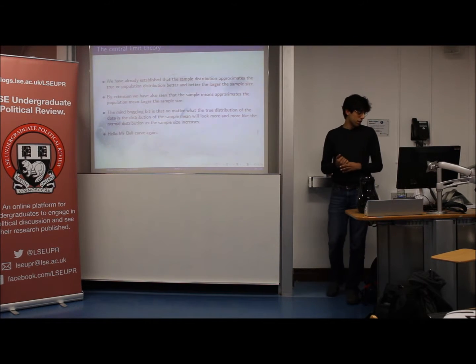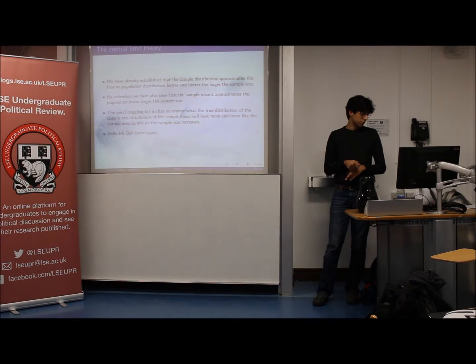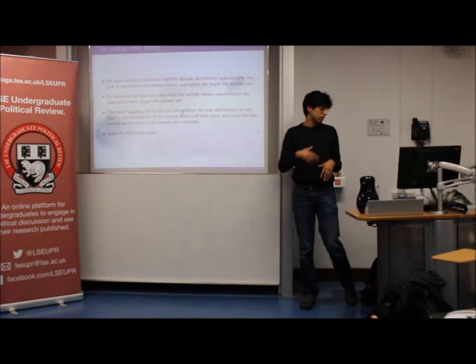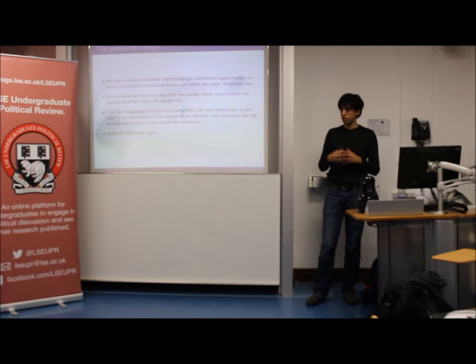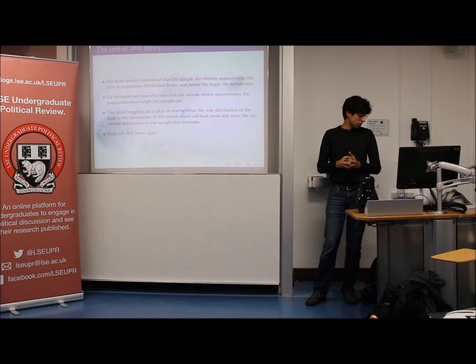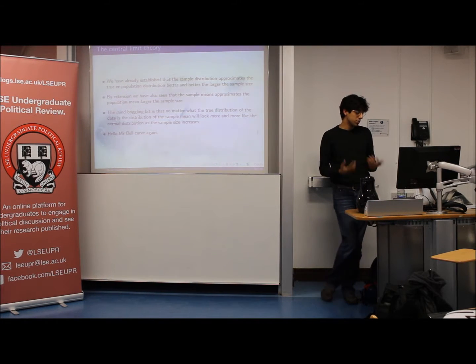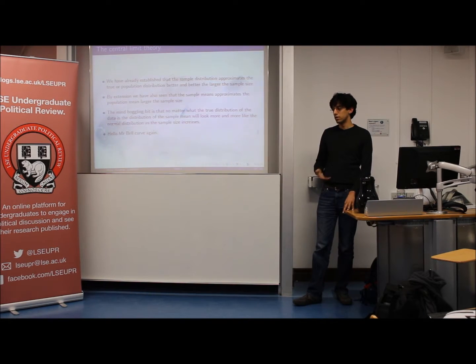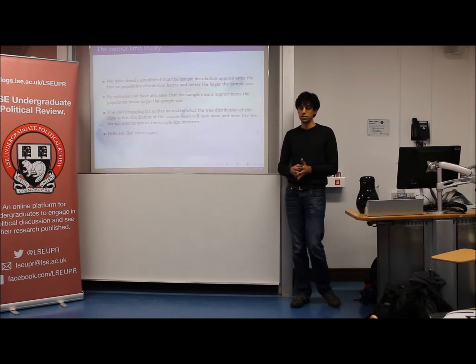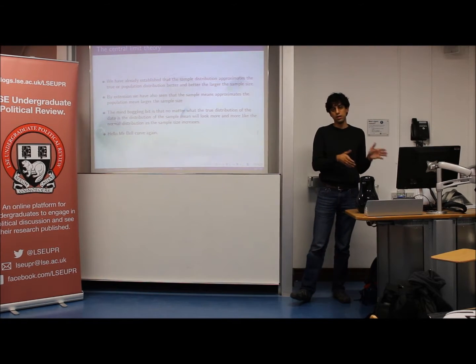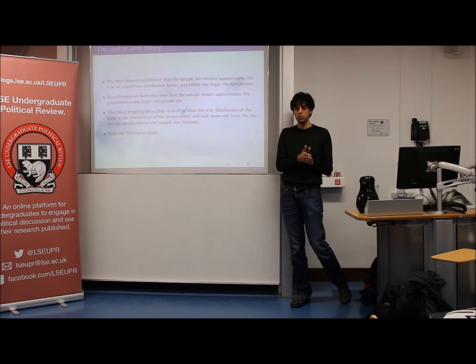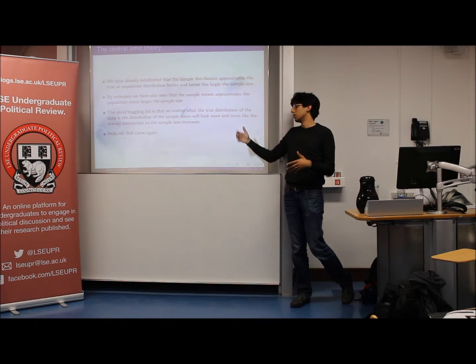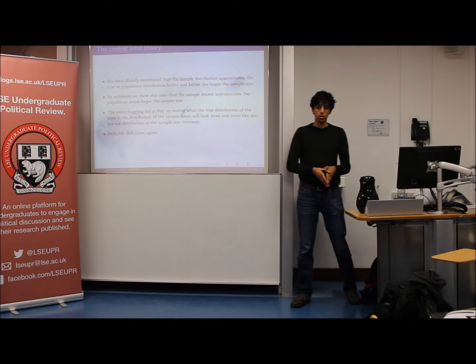Okay, so we've already established that the sample distribution approximates the true population distribution better as the sample size gets bigger and bigger. And we've also seen the sample mean approximates the population mean better the larger the sample is, right? Intuitively that follows from the law of large numbers. So if you have 100 observations, the sample mean might vary a bit more from the true population mean, whereas if you've got 1,000,000 observations, it's likely to be a lot closer to the true value.